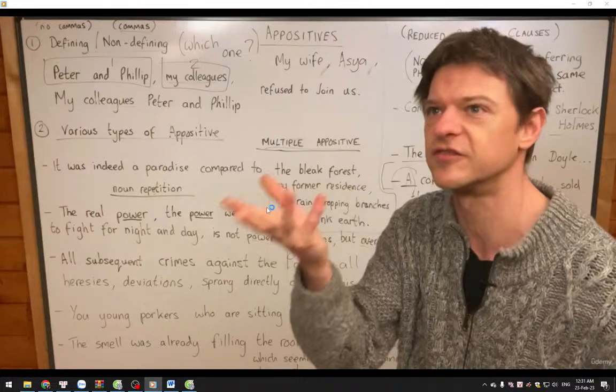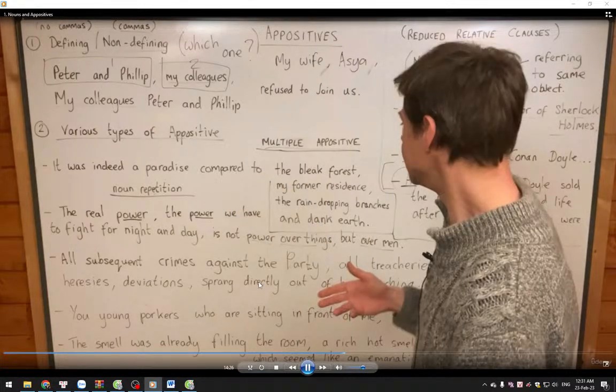But Frankenstein's monster is speaking at this moment, and he is a very intelligent monster if you listen to him. He has some lovely linguistic ability, and so it's nice to hear this multiple appositive at the end of the sentence. It keeps the sentence going. It sounds really good. You know, the bleak forest is my former residence, which is full of rain-dropping branches and dank earth. That's all it is, rain-dropping branches and wet earth, damp earth, dank earth.